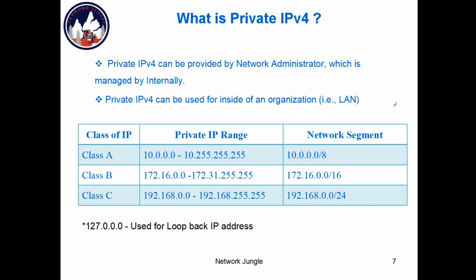Next, private IP. Private IP is provided by the network admin, which is managed internally. It can be used inside the organization, that is the LAN network. It can be classified into three classes: Class A, Class B, Class C. Class A covers 10.0.0.0/8. Class B covers 172.16.0.0/16.